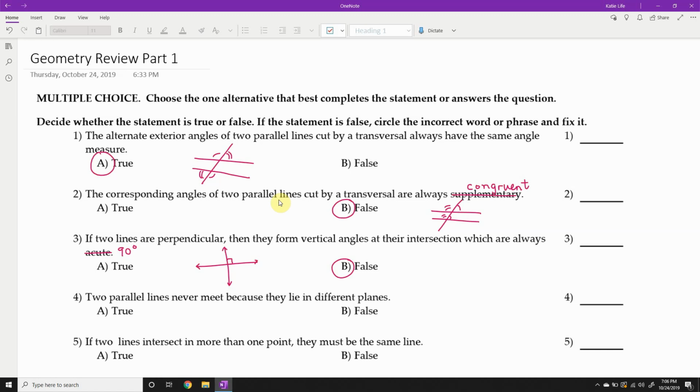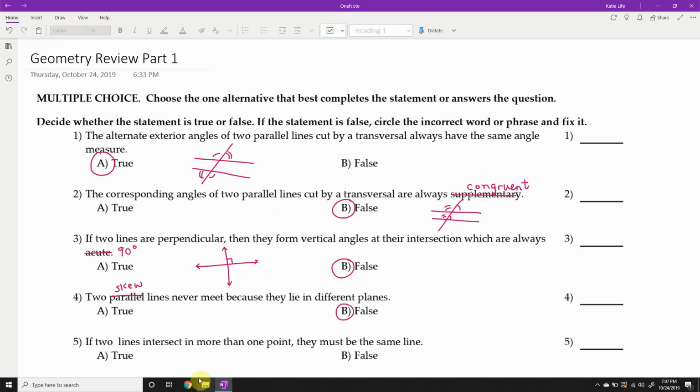Number 4, two parallel lines never meet because they lie in different planes. Well, that is definitely false, because by definition, parallel lines need to lie in the same plane. Two lines that never intersect but do not lie in the same plane are called skew lines. So this should say skew.